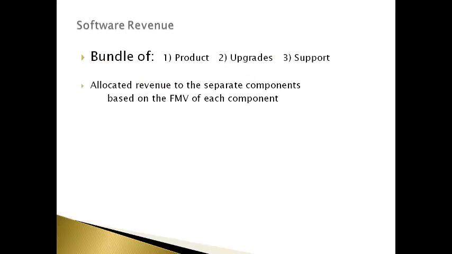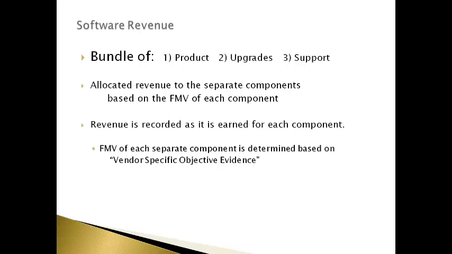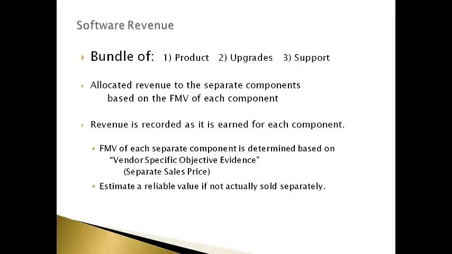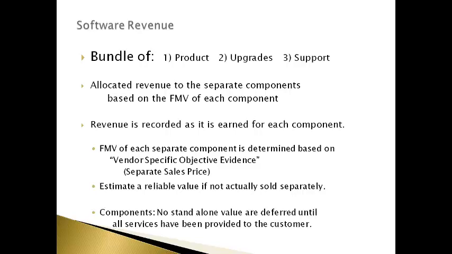Software is often sold in a bundle that includes the product, upgrades, and support. Revenue must be allocated to the separate components based on the fair market value of each element and reported as it is earned for each separate component. The fair market value of each separate component is determined based on vendor-specific objective evidence, which generally means a price if it is sold separately. A reliable value may be estimated if not actually sold separately, and components that do not have standalone value must be deferred and not reported as revenue until all services have been provided to the customer.